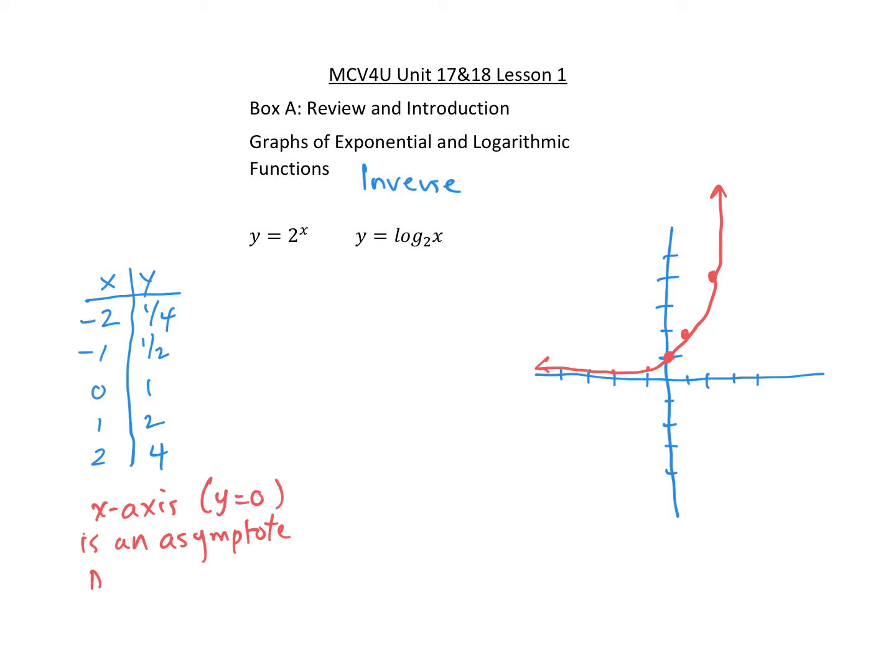The domain is any real number. There are no restrictions. The range has a restriction. We can use any y, but y is always going to be positive. It will never get to 0.